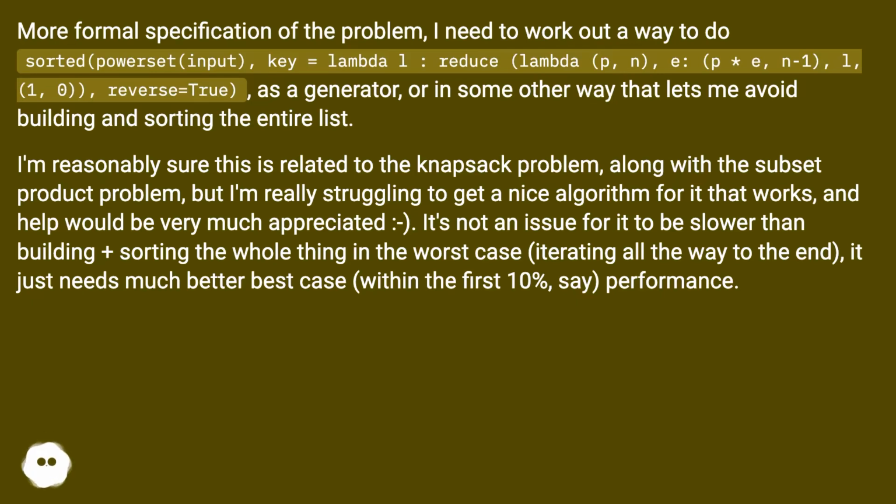I'm reasonably sure this is related to the knapsack problem, along with the subset product problem, but I'm really struggling to get a nice algorithm for it that works, and help would be very much appreciated. It's not an issue for it to be slower than building plus sorting the whole thing in the worst case, iterating all the way to the end, it just needs much better best case, within the first 10%, say, performance.